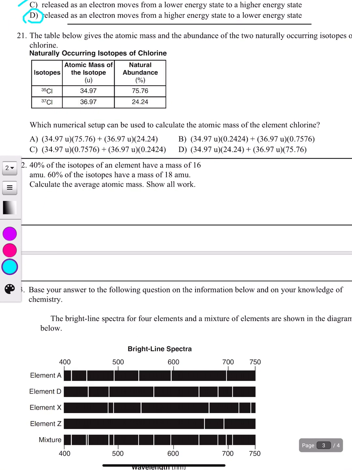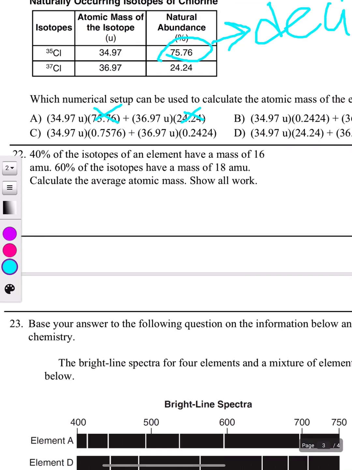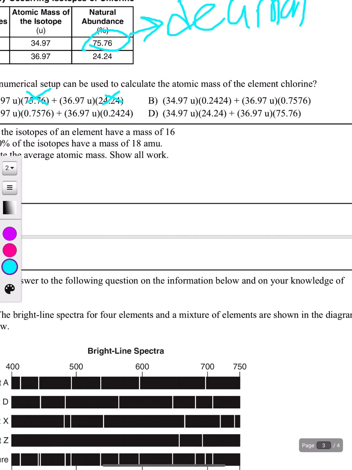Number 21. This is another one: which numerical setup can be used to calculate the atomic mass of the element chlorine? Once again, we're going to be setting it up. So I'm going to look for the ones that are changing the percent into a decimal and then multiplying it. Let me see that. I'm going to right away cross out the ones that are in their percent form.